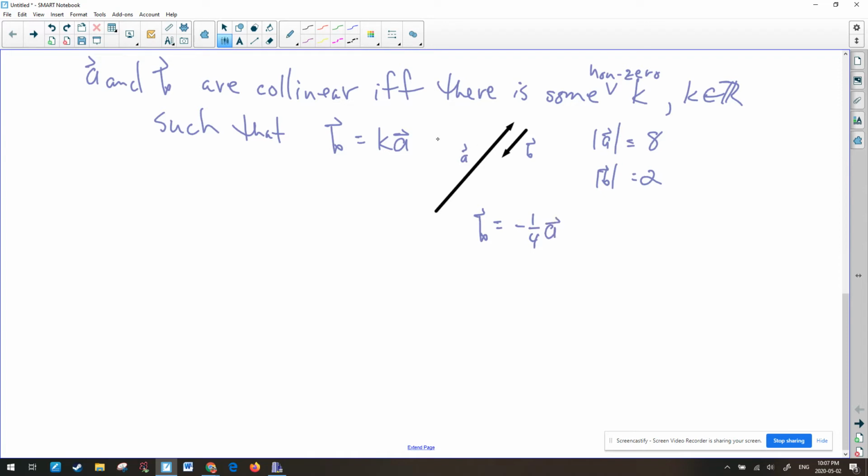And so the negative is going to flip it the other way around, and the 1/4 is going to take its magnitude from being 8 down to being a magnitude of 2. So if you can express one vector as a scalar multiple of the other vector, that means that they are collinear. And if I tell you they're collinear, it tells you that. That's what the if and only if means. If we know one end of this, we know the other end is true. If we know the other end is true, we know this end is true. Okay, that's what if and only if means.